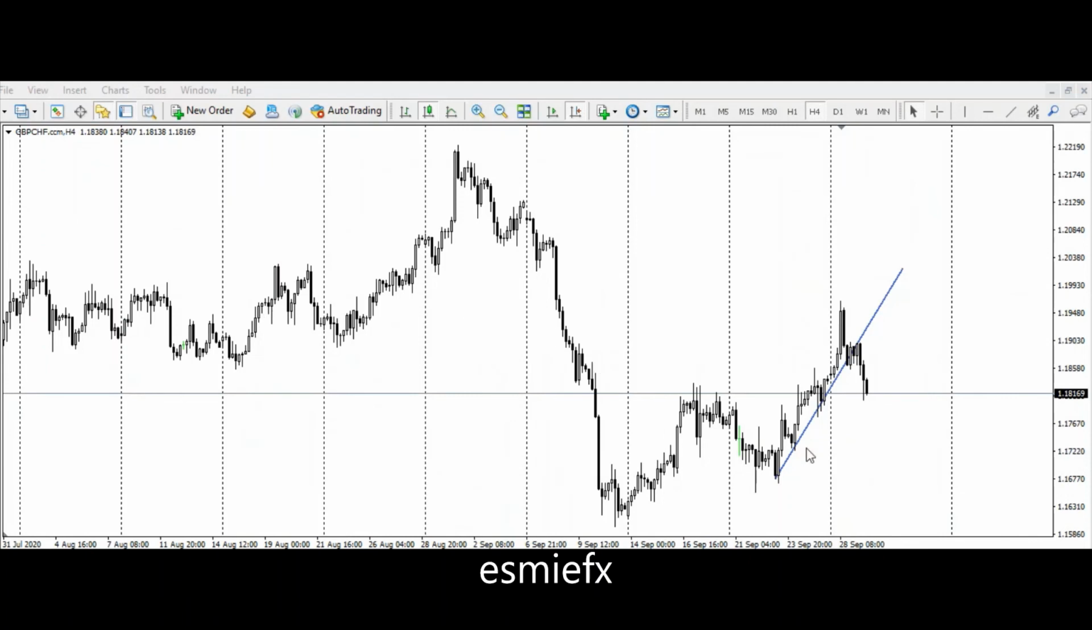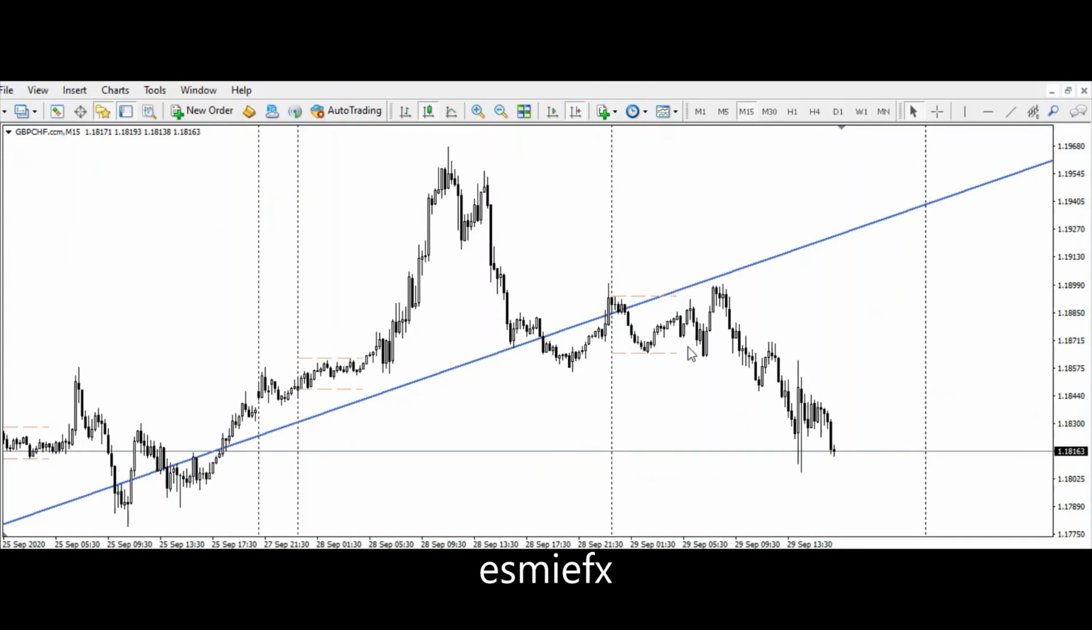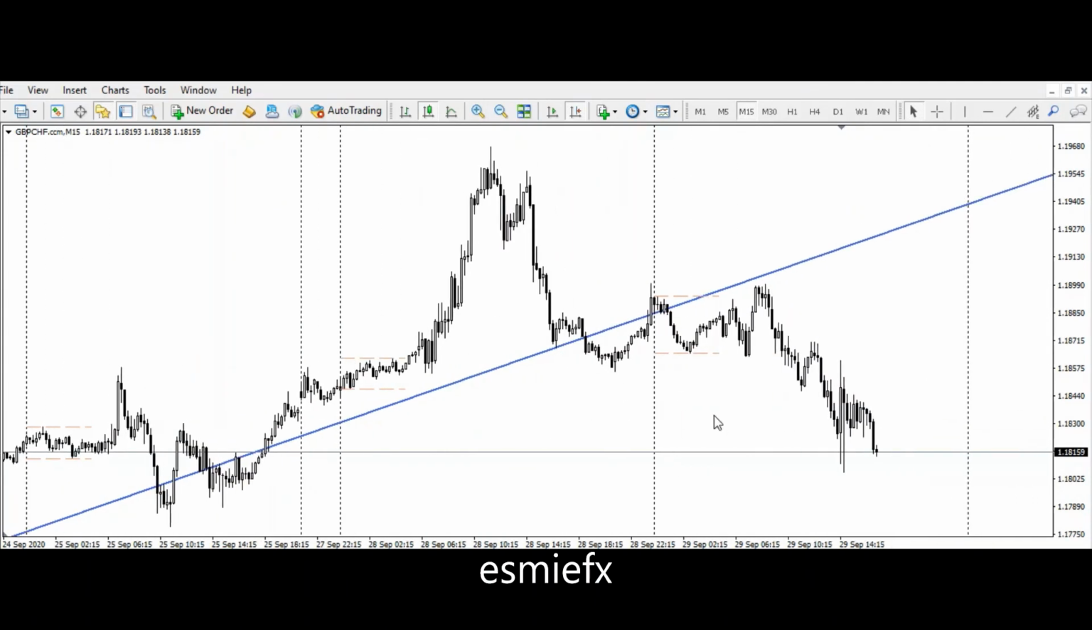This is GBPCHF. Last week was moving up, and then this was the high. So there was a break of trend line here, and today it is dropping because the Swissy is dropping. That's why this is dropping as well, and cable is on hold. So this is here 9:30, and then it dropped. Okay, that's all for now.